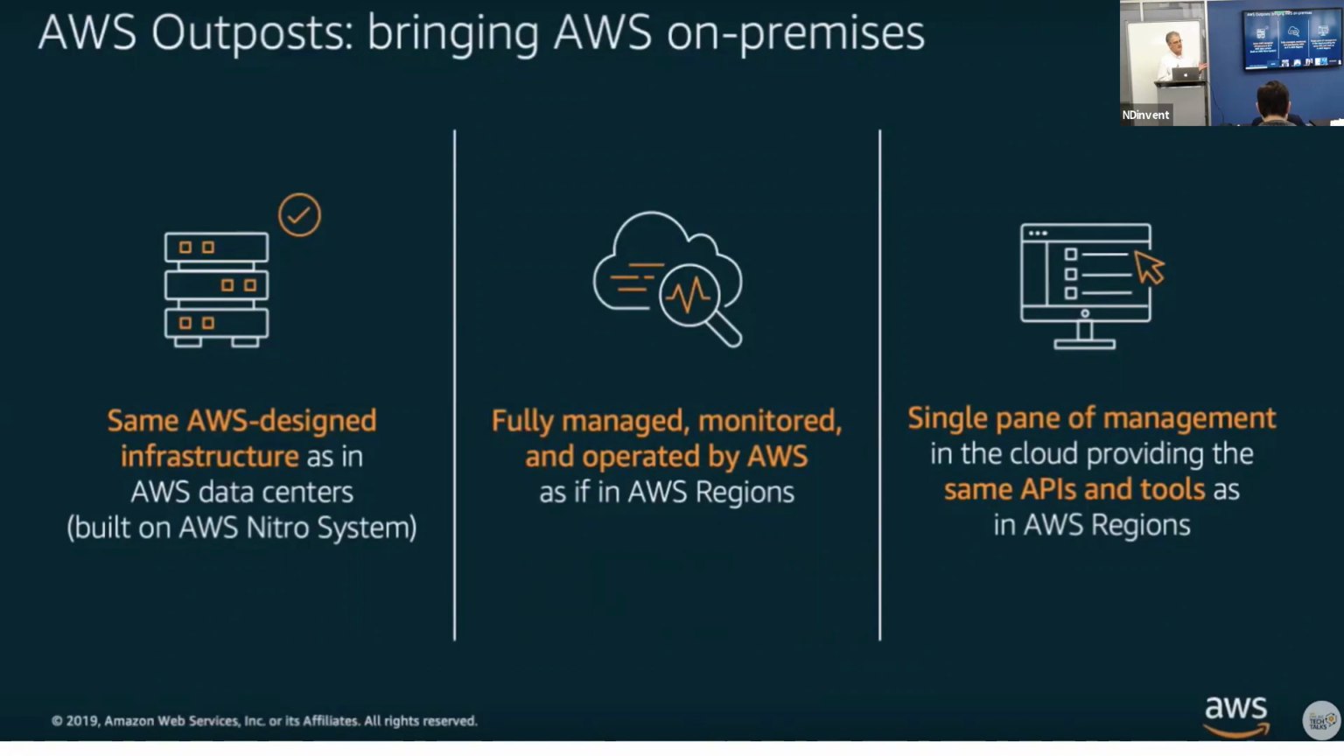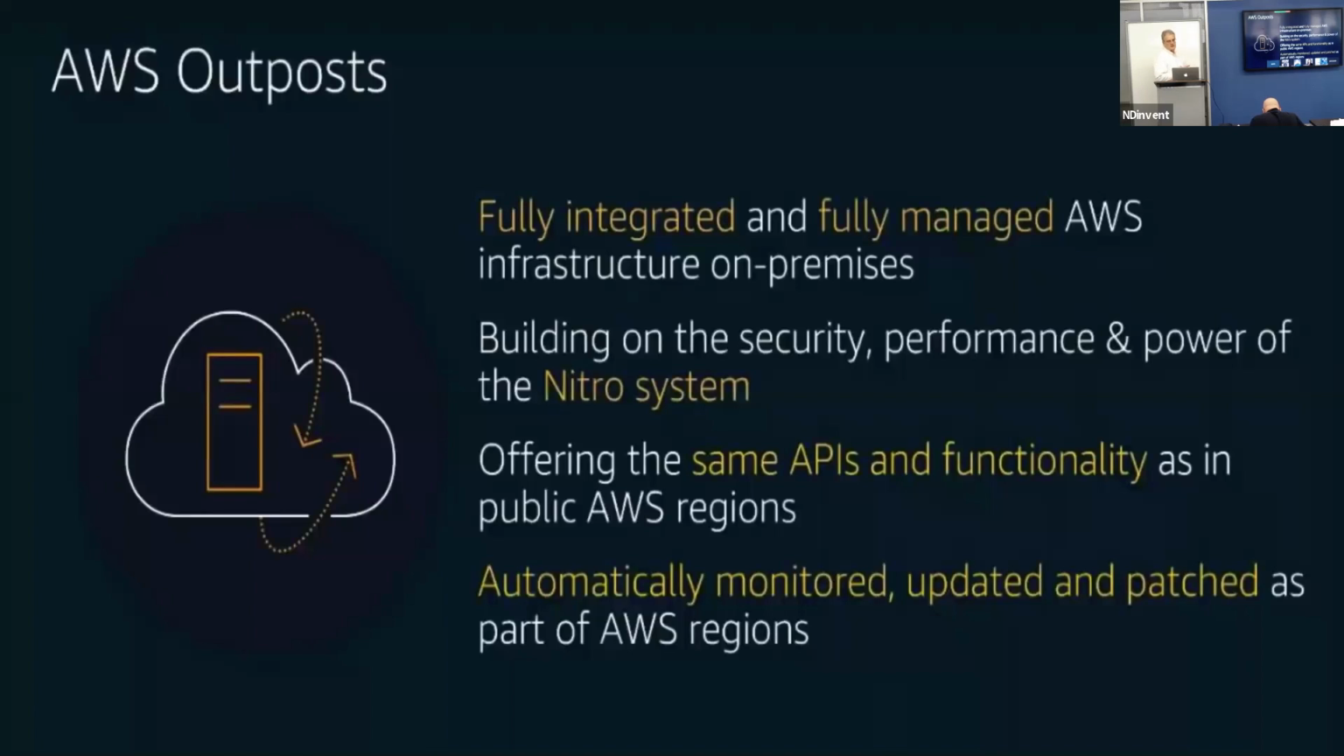It's managed by AWS. They're monitoring it, and API calls, so for instance, CloudTrail, CloudWatch, all those activities that you can do today in the cloud, you can do in your on-premise installation too. So as I mentioned, it's fully integrated, fully managed by AWS, same exact hardware, runs on the Nitro systems. We'll talk about those a little later. Talk about the API stuff. Bottom line there is it's automatically monitored, updated, and patched.